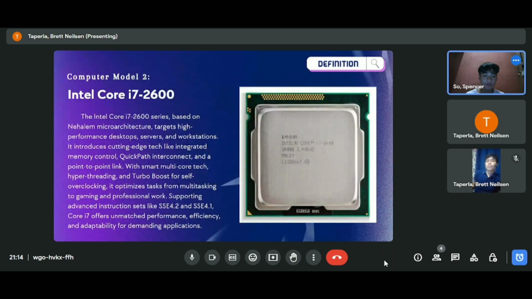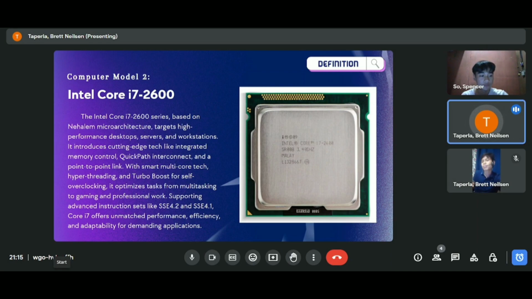So for computer model 2, it is an Intel Core i7 2600 model. The Intel Core i7 2600 series based on Nehalem microarchitecture targets high performance desktops, servers and workstations. It introduces cutting edge tech like integrated memory controller, QuickPath Interconnect, and a point-to-point link. With smart multi-core technology, hyper-threading and Turbo Boost for self-overclocking, it optimizes tasks from multitasking to gaming, from gaming to professional work. By supporting advanced instruction sets like SSE 4.2 and SSE 4.1, it offers unmatched performance, efficiency, and adaptability for demanding applications.